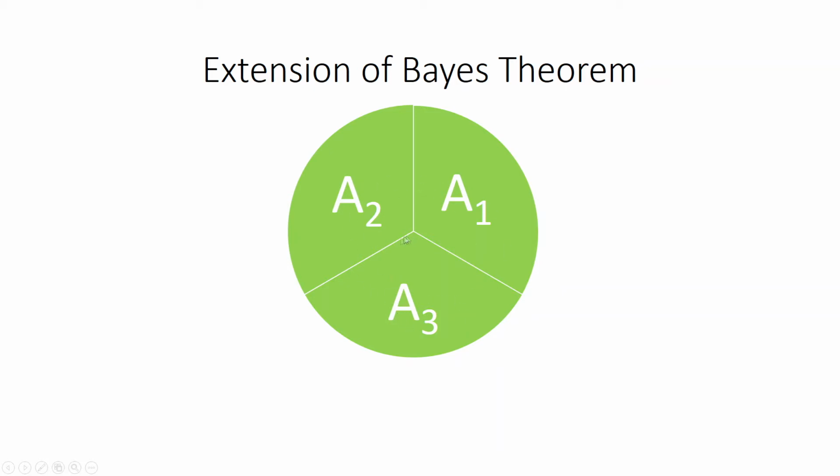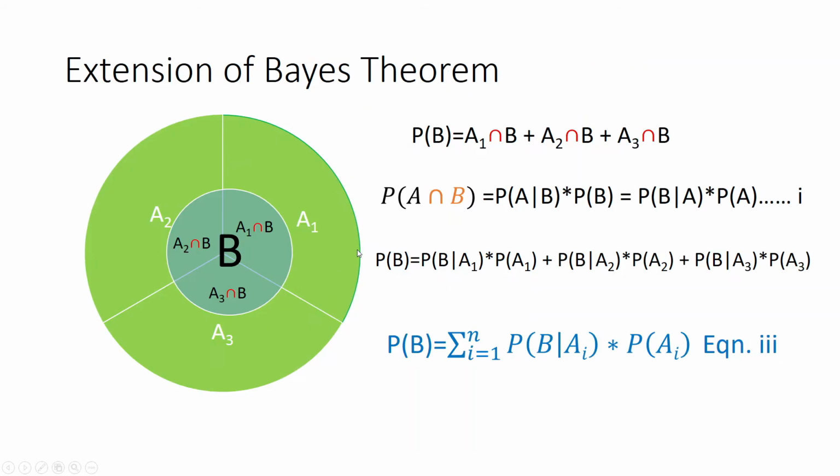What if another event occurs that overlaps these three events? Let's look at that. Event B has occurred and has overlapped A1, A2, and A3. Event B has this intersection A1 and B, intersection A2 and B, intersection A3 and B. If we add intersection A1 and B plus intersection A2 and B plus intersection A3 and B, it will give you B. Therefore, the probability of B is A1 intersection B plus A2 intersection B plus A3 intersection B.